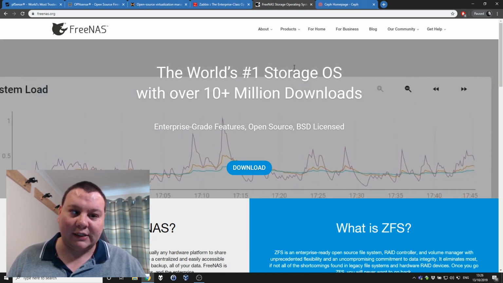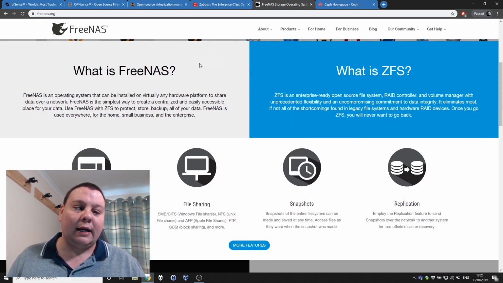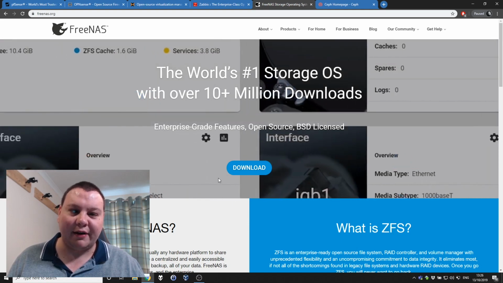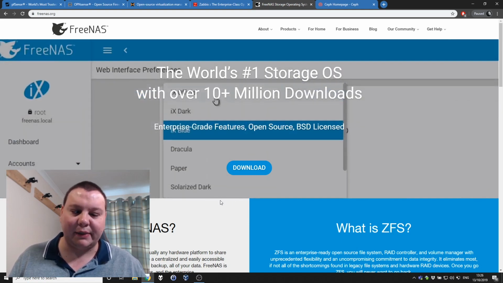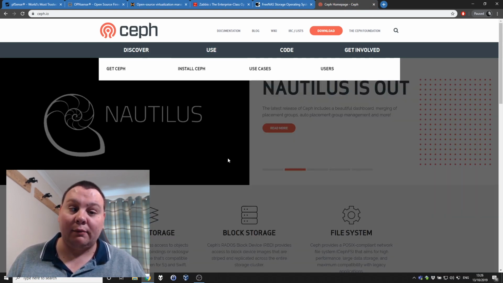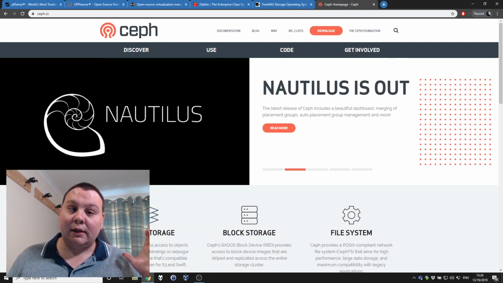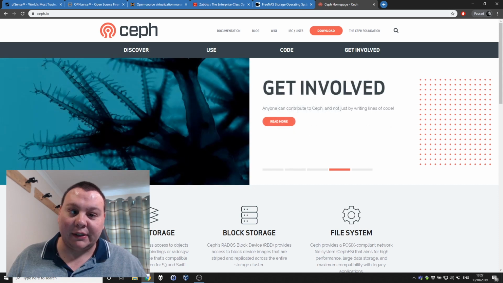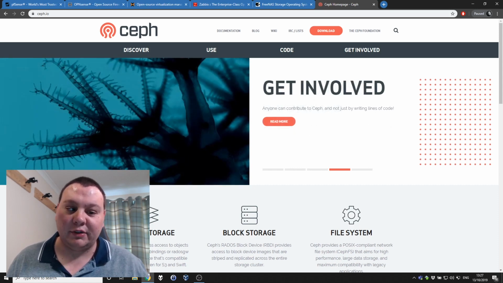FreeNAS, fantastic out-of-box options for presenting network storage in various types, iSCSI, NFS, SMB, you name it. And Ceph, probably the world-leading petabyte, exabyte scale storage solution at the moment to solve problems that you can't with traditional SANs.